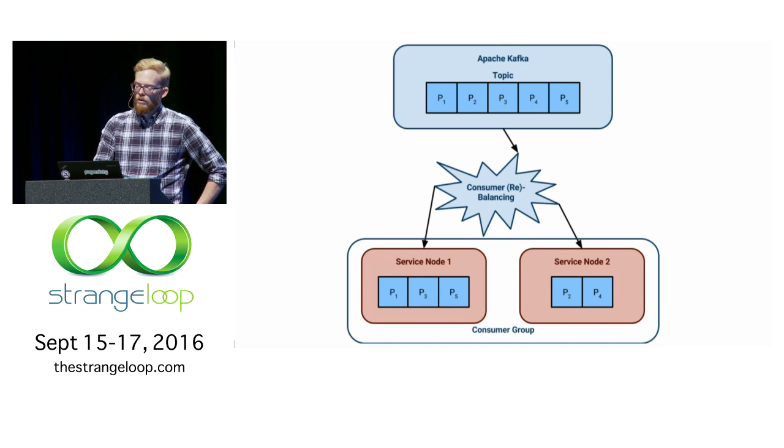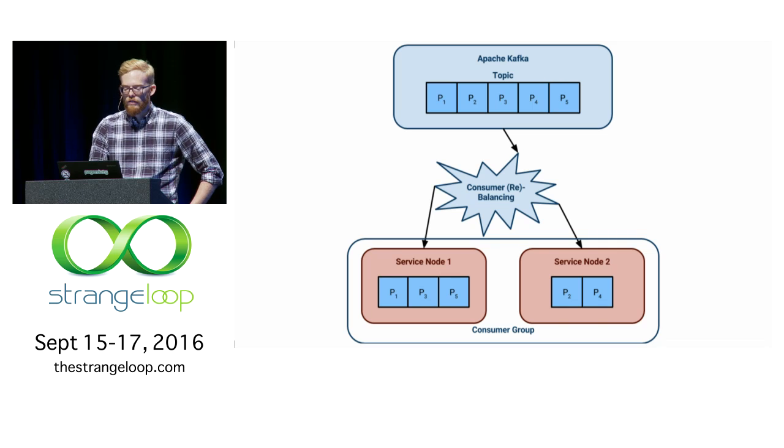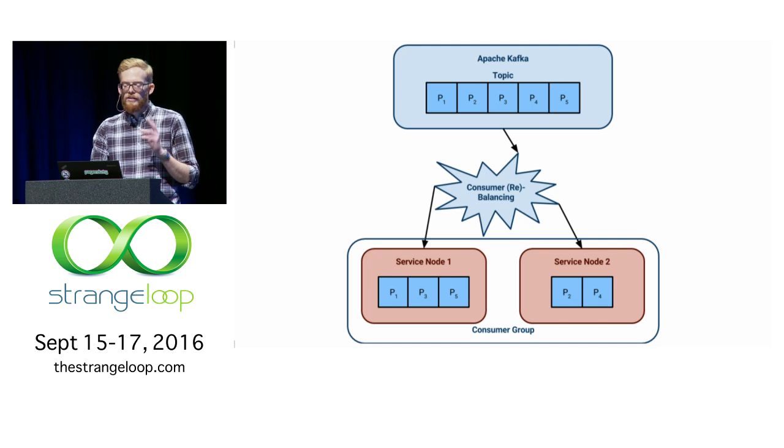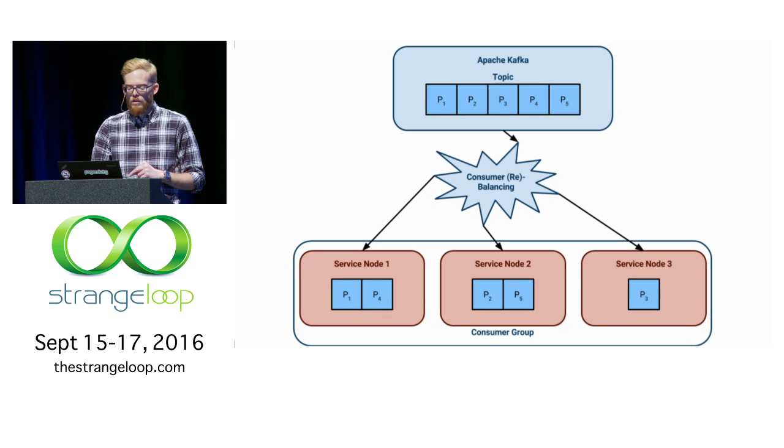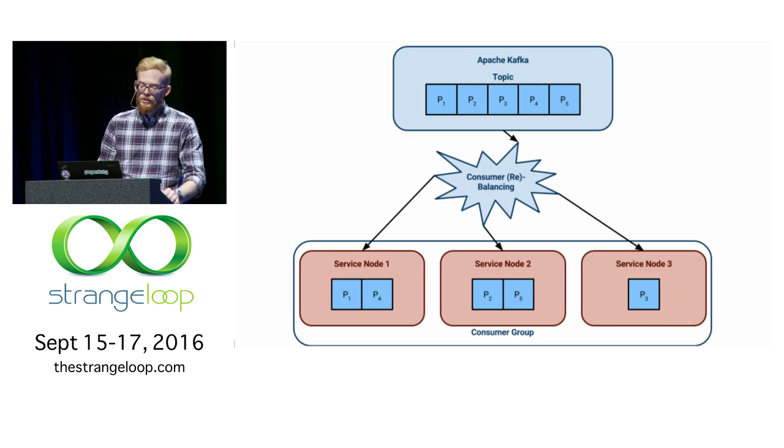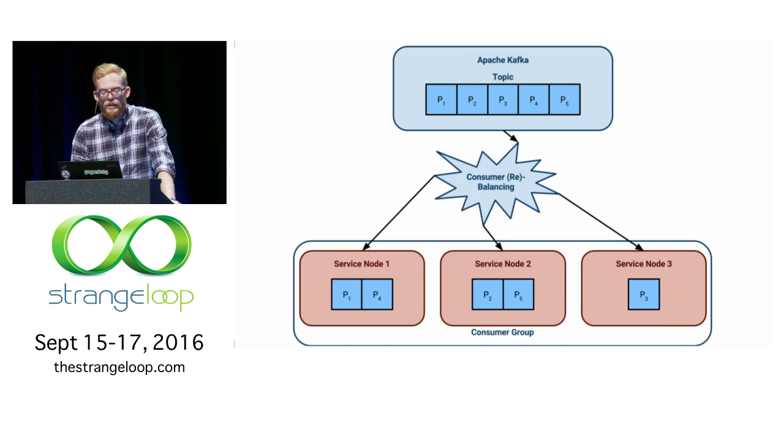So here's an example with a topic that has 5 partitions. With 2 service instances in the same consumer group, one service gets 3 partitions and the other gets 2. Okay, now let's say our 2 service instances can't keep up with the workload, so we add a third. Kafka is going to automatically reassign those partitions such that they are evenly distributed across the 3 instances. Each instance is now responsible for 2 partitions at maximum instead of the previous 3.